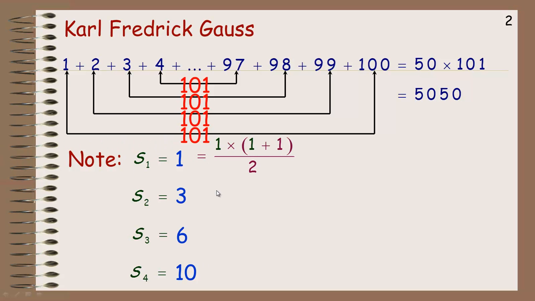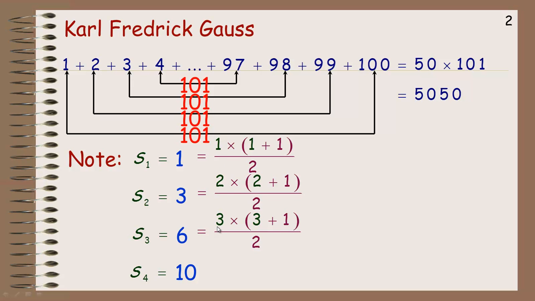Now, here's a pattern, and we can use this to find a formula for the sum of those series. This 1 is actually 1 times 1 plus 1 over 2. That does work out to give you 1. 3 is actually 2 times 2 plus 1 over 2. 6 is actually 3 times 3 plus 1 over 2.